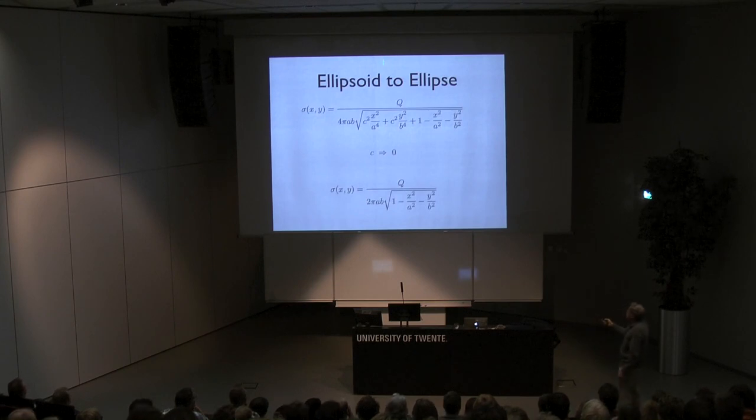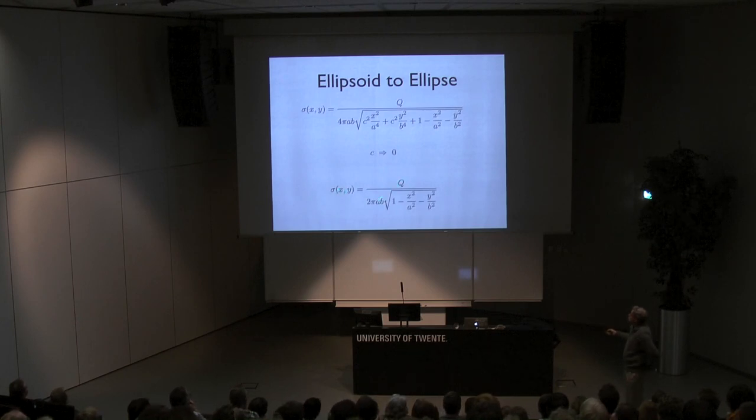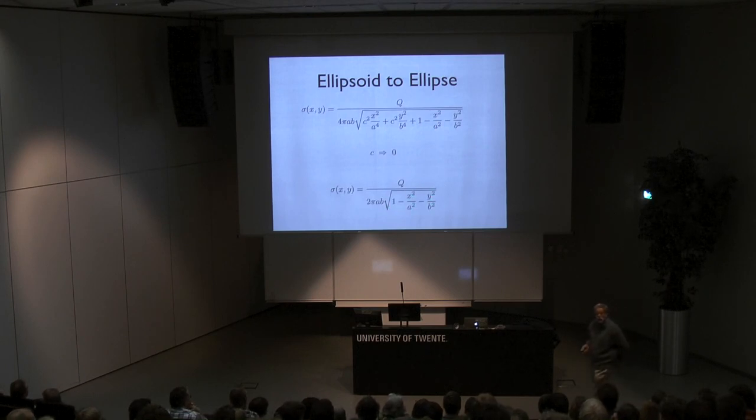So take this general formula here and set C equal to zero. Well, that's trivial. It kills this term and it kills this term and it leaves everything else. So the answer is sigma of x and y is Q over 2 pi ab square root of 1 minus x squared over a squared minus y squared over b squared. Lovely. There is the formula for the charge density on an elliptical plate, an elliptical disk. Okay, and I get it just by taking the ellipsoid, which I know in general, and squashing it flat.